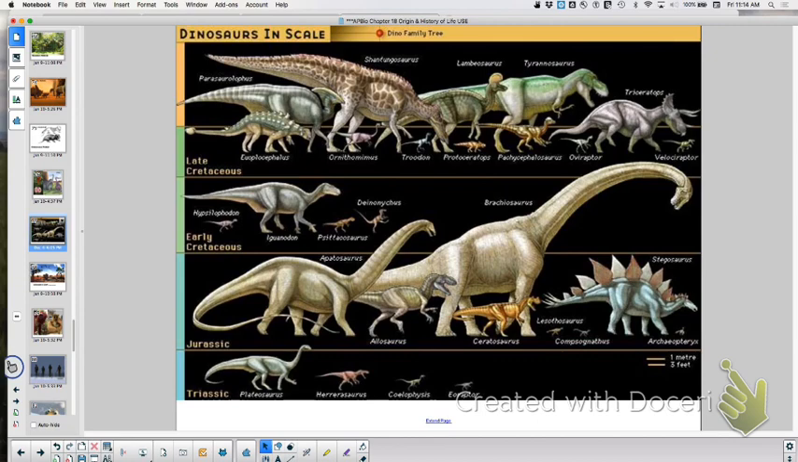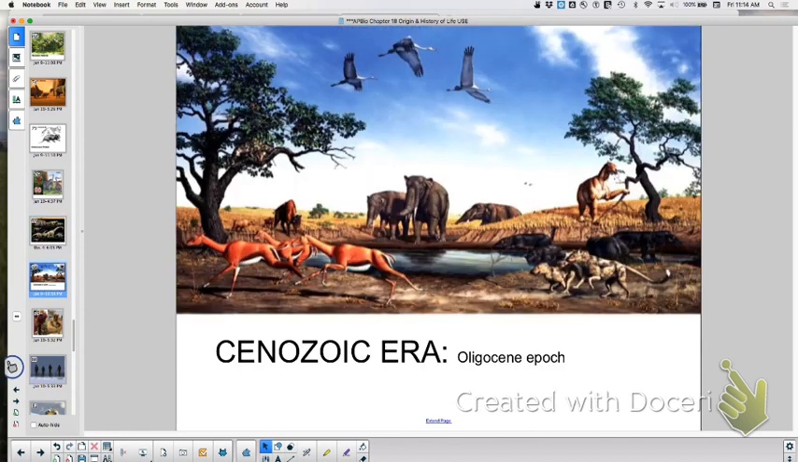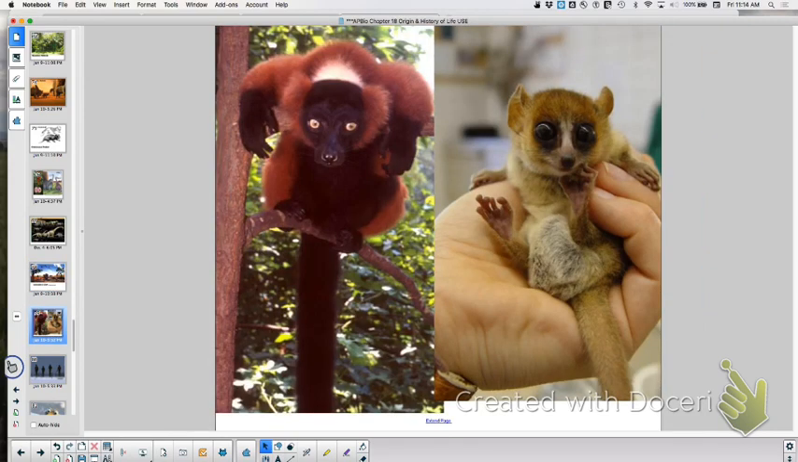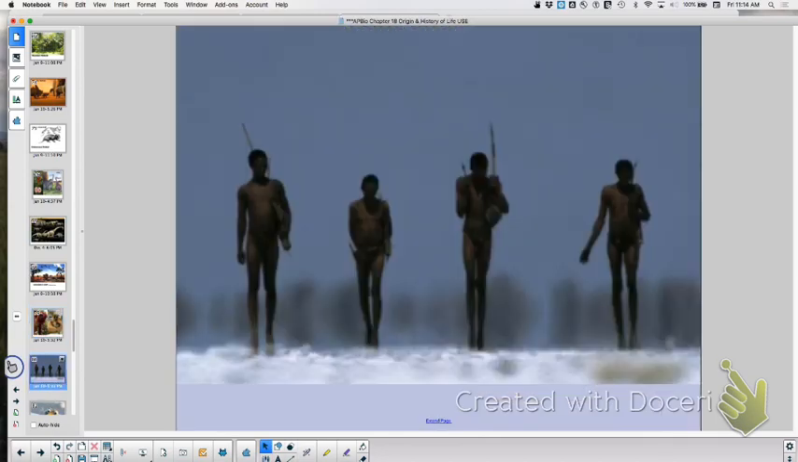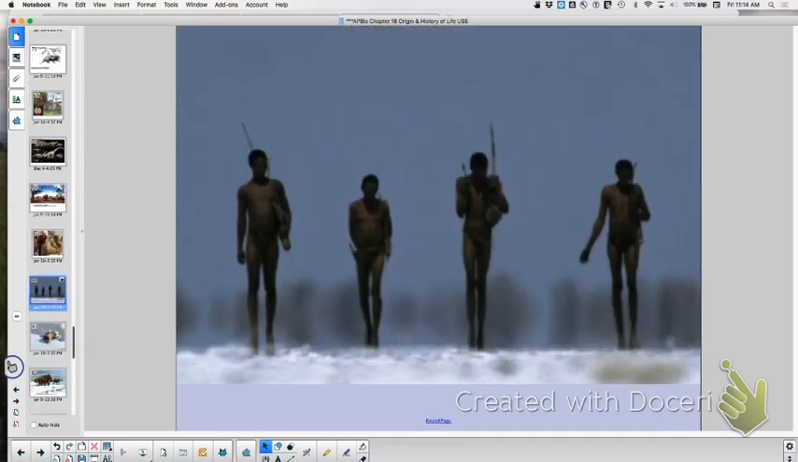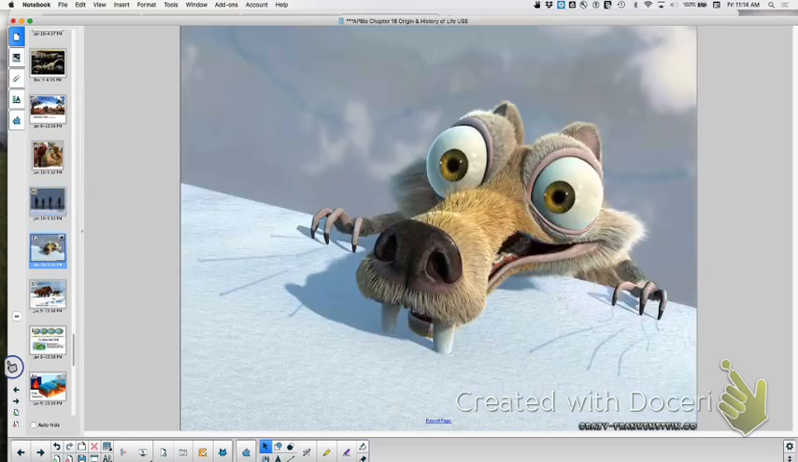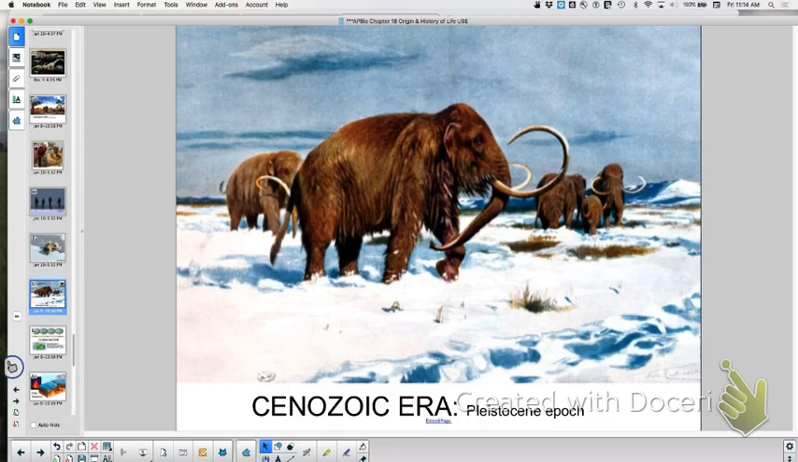Okay, and now we're in the Cenozoic era. So these could have been some of the animals you would see during the Cenozoic era. Like I said before, you start to see those primates, and you're evolving into man. We know about the Ice Age, right? Okay. Now, on your notes, Cenozoic era, when did that start?